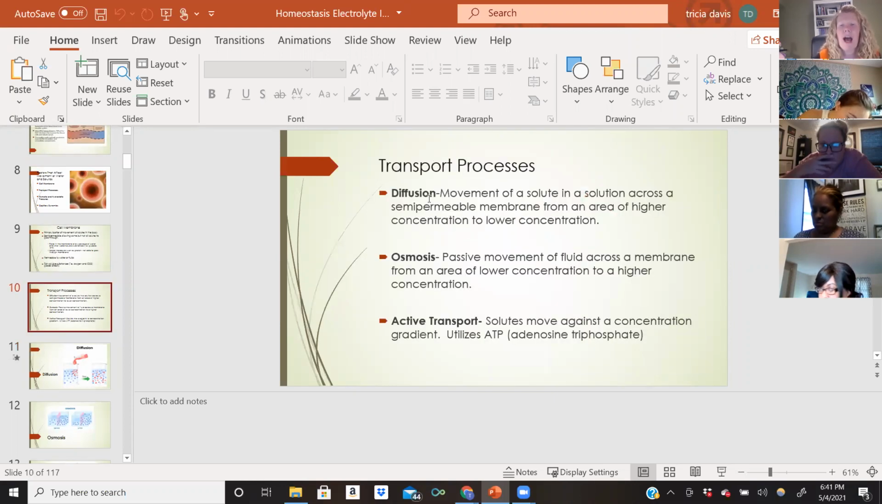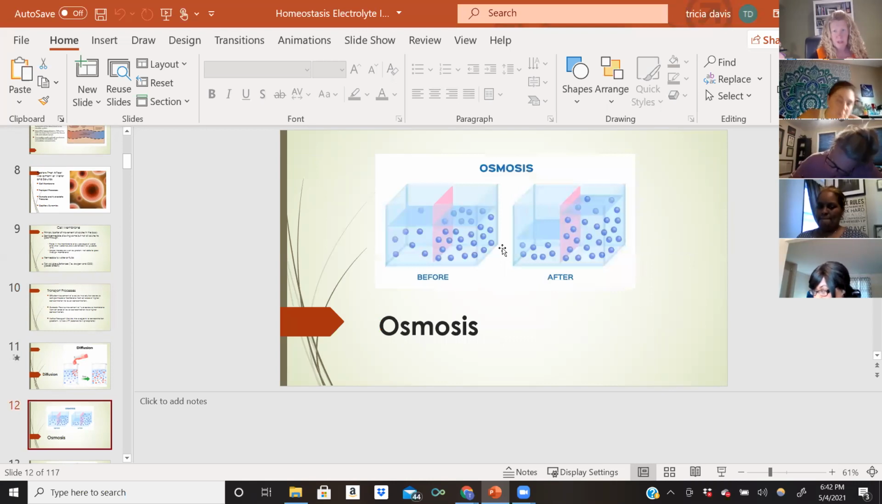When we talk about osmosis, it is passive movement of a fluid across a membrane from an area of low concentration to a higher concentration. So diffusion is from an area of higher to low, and osmosis is from an area of low to high. So if we look at osmosis, this is before.